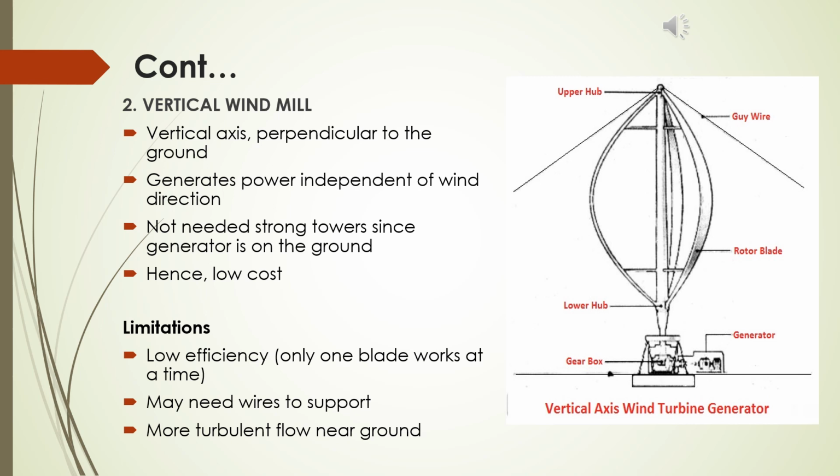But on the other hand, they have some limitations too. They have low efficiency because only one blade works at a time, or we can say faces the particular direction of the wind. Due to its less rigidity, as we have discussed, they require some support, they require some wires to support their structure.